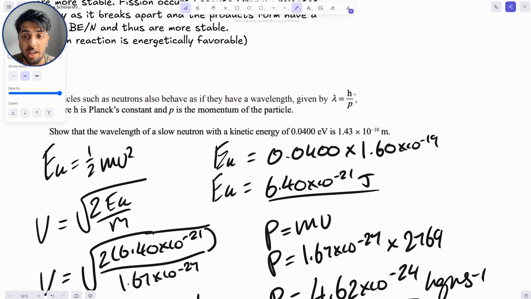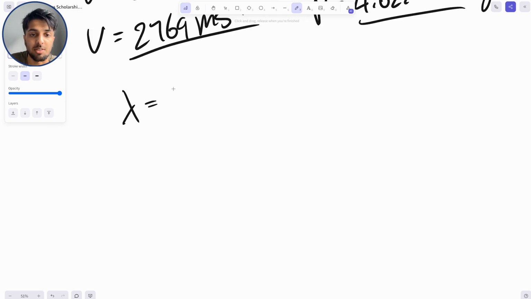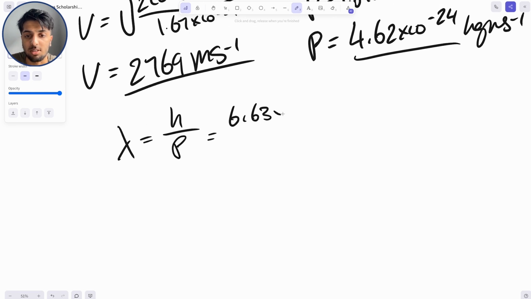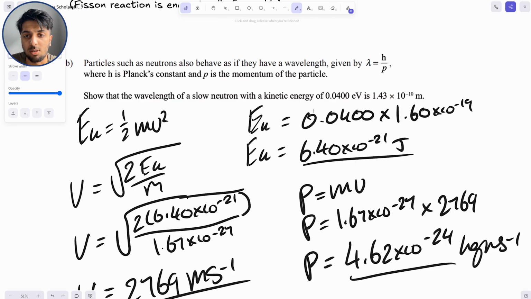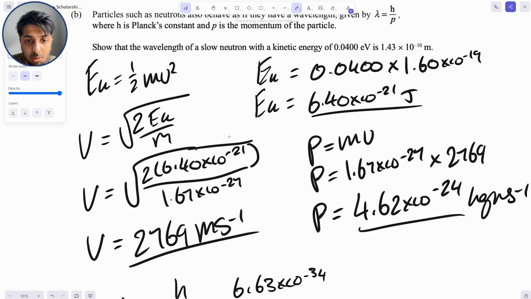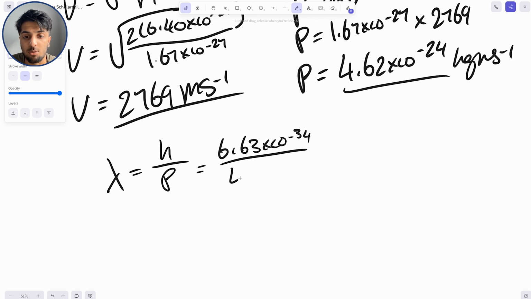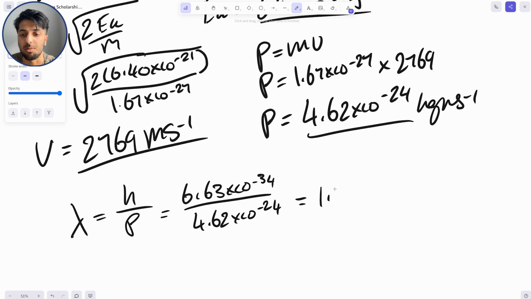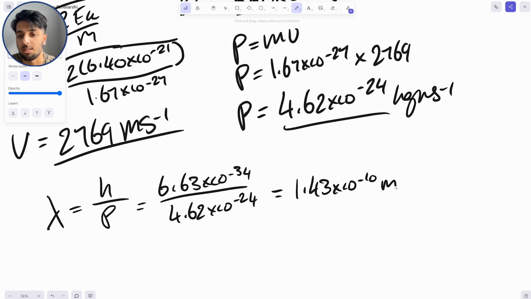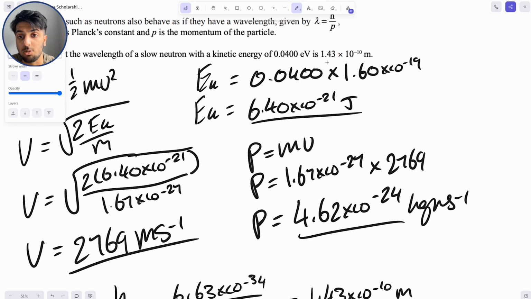Okay, sweet. So now we have Planck's constant, because it's a constant and we're always given it, and now we have the momentum, so now we can calculate the wavelength, which is what we're trying to find. So our wavelength is equal to Planck's constant over the momentum, and Planck's constant is 6.63 times 10 to the negative 34, I believe. Yep. And that's all over 4.62 times 10 to the negative 24. And that is indeed 1.43 times 10 to the negative 10 meters. And I believe that's what we're trying to find.